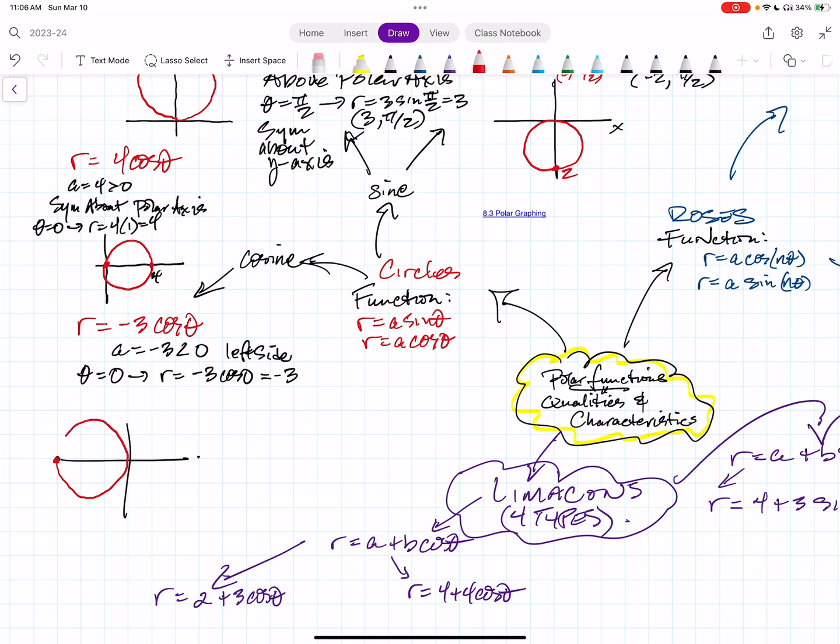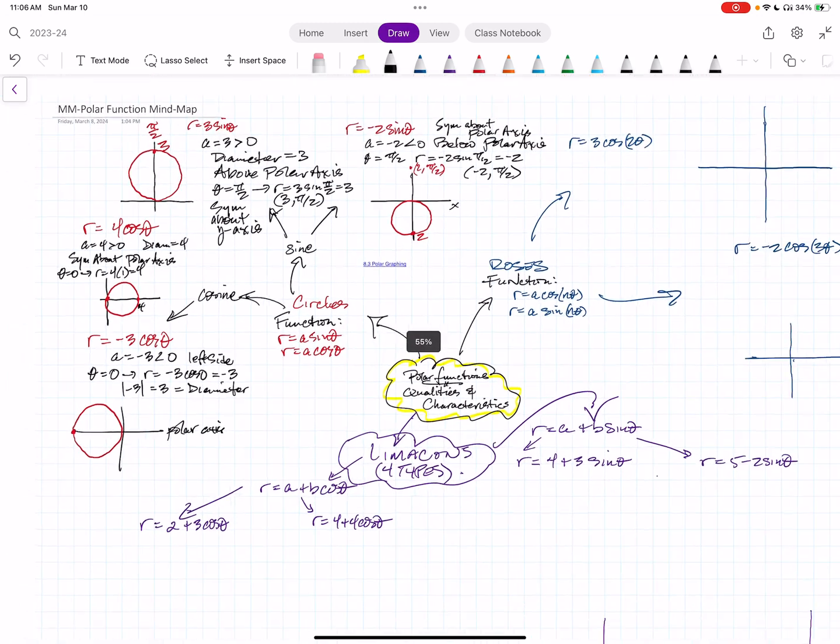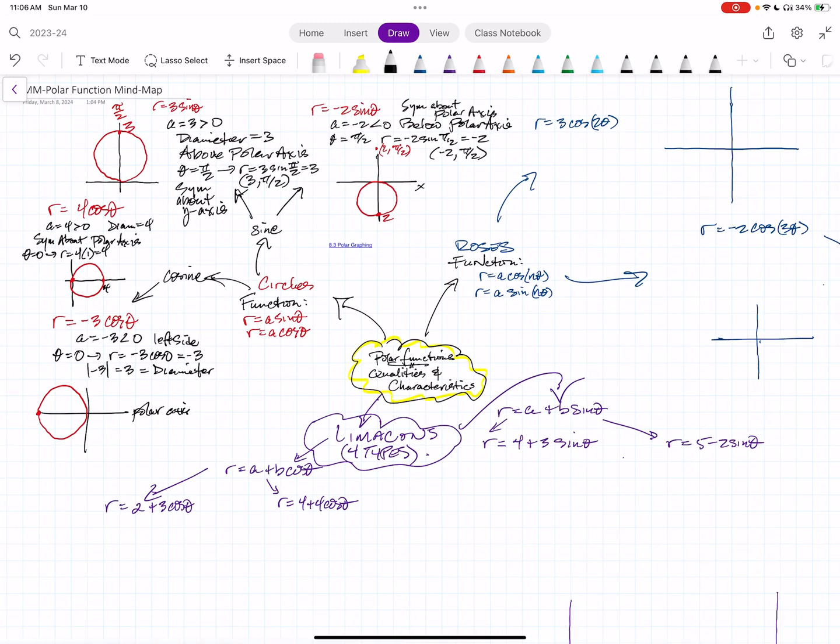It is a circle with diameter 3. For the first one, the diameter is equal to 4. The absolute value of negative 3 is 3, and that's your diameter length. The sign, whether positive or negative, determines which side of the y-axis you're on. If it's positive, you go to the right. Negative, you go to the left. But they're both symmetric about the polar axis in this case. When I say polar axis, I'm talking about the x-axis here. All right, so that's all the information about the circles.